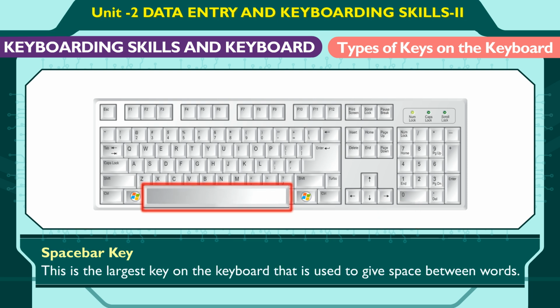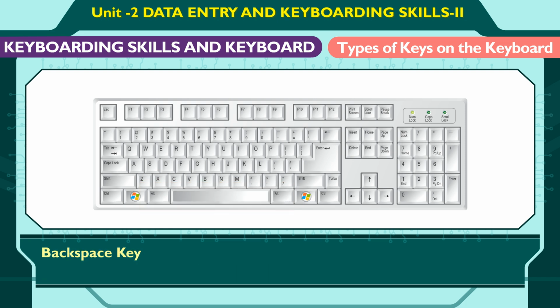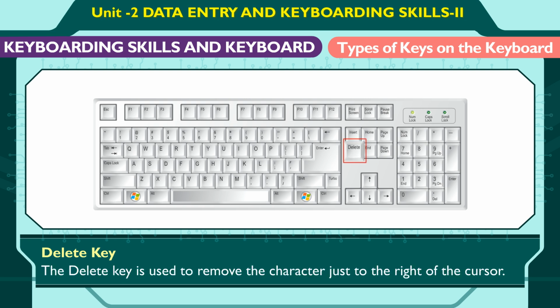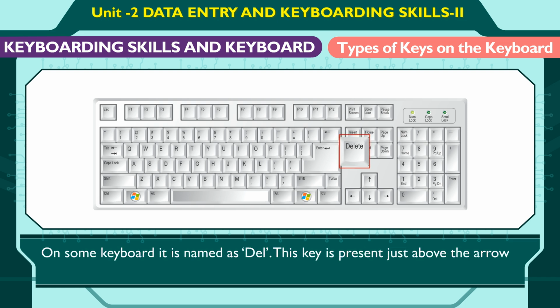This is the largest key on the keyboard that is used to give space between words. Backspace key. The backspace key is used to remove the character just to the left of the cursor. Delete key. The delete key is used to remove the character just to the right of the cursor. On some keyboards it is named as Del. This key is present just above the arrow keys.